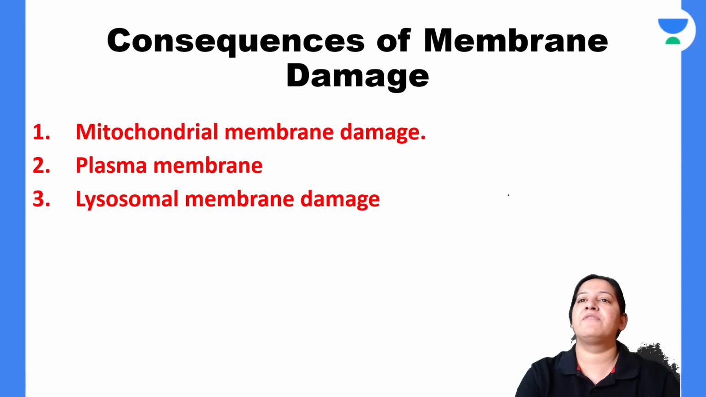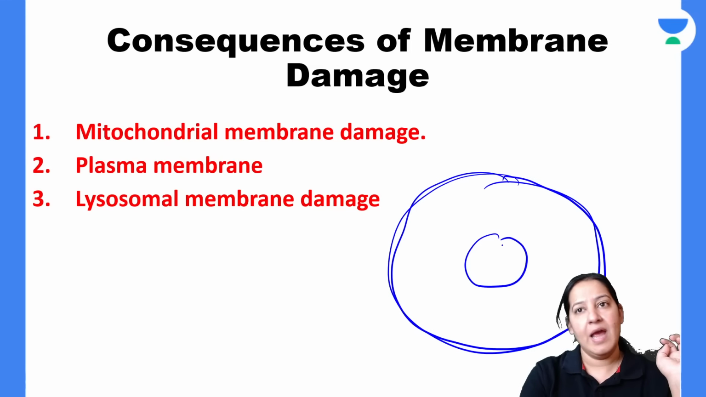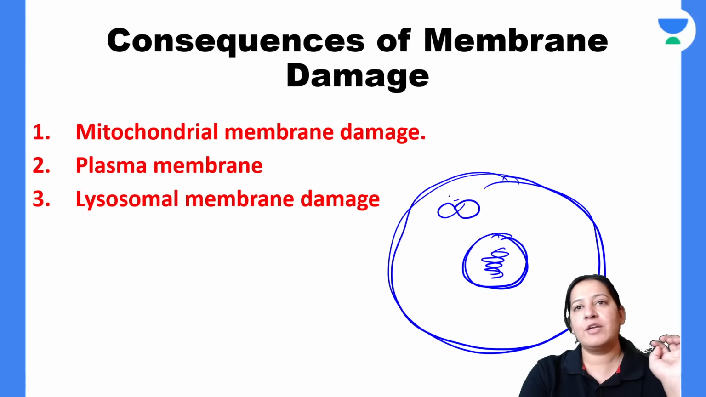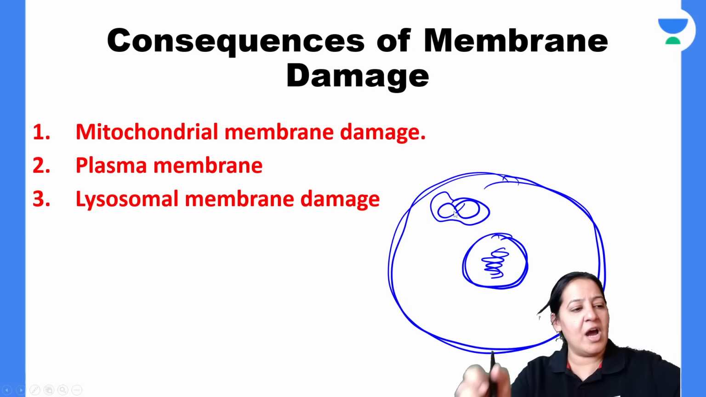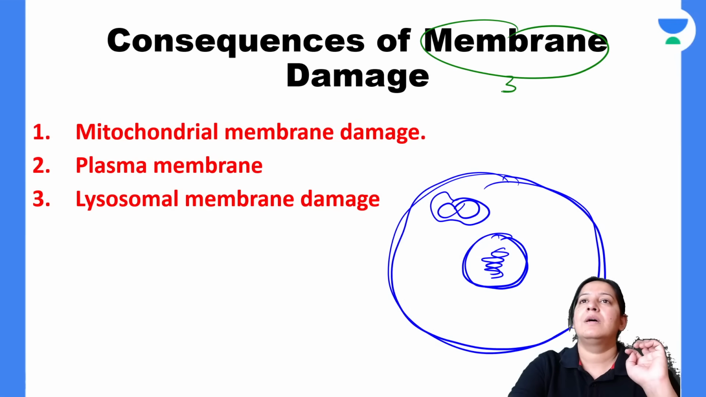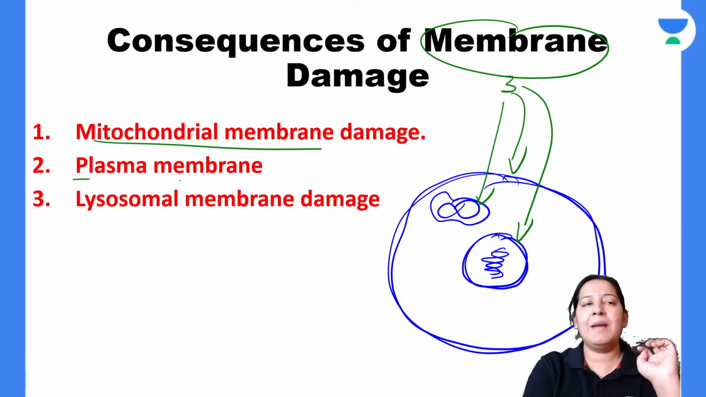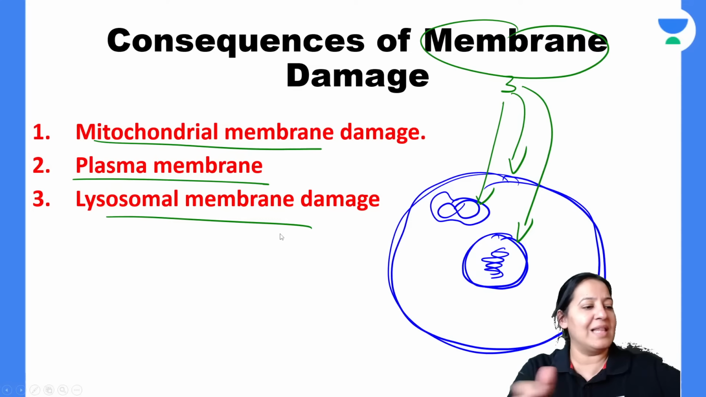Let me draw the diagram of a cell. This is the nucleus of the cell. This is the cell membrane. Cell is bounded by cell membrane and nucleus is bounded by nuclear membrane. And this is mitochondria. Mitochondria is bounded by mitochondrial membrane. I have drawn three membranes. In this diagram, you can see three membranes. The first is the cell membrane, the second is the nuclear membrane, and third is the mitochondrial membrane. Mitochondrial membrane, plasma membrane, and cell membrane. Okay, the third is not the nuclear membrane, it is the lysosomal membrane.